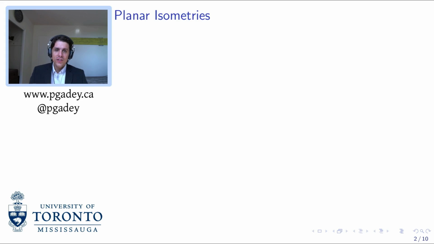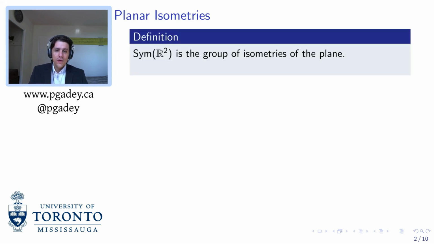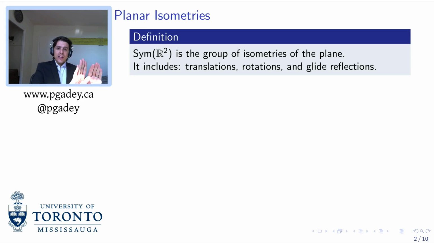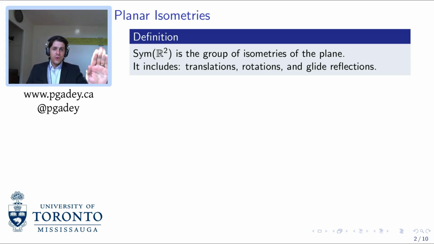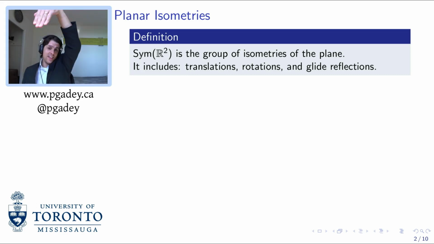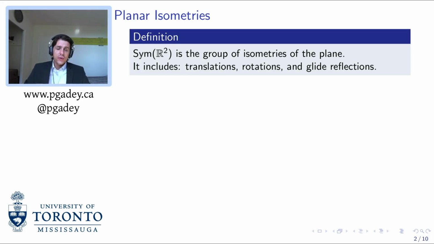plane. So these are the length-preserving transformations of the plane. We write Isom(R²) for the group of isometries of the plane, and it includes translations, rotations, and glide reflections. So we can either translate, we can rotate, or we can translate and then reflect. Okay, so a glide reflection combines the notion of translating and reflecting to get a map of the plane.